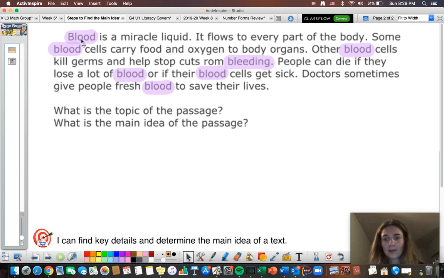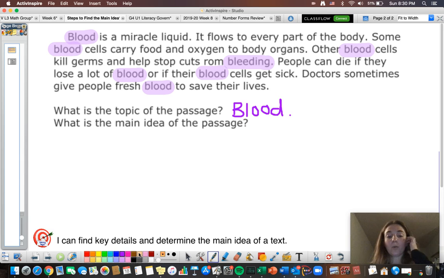Okay, let's count how many times it talks about blood or bleeding. 1, 2, 3, 4, 5, 6, 7. It says the word blood 7 times in this passage. I think it's safe to say that that's our topic. What is the topic? Blood. One word. What is it about? Blood. Topic, 1 word. Easy.